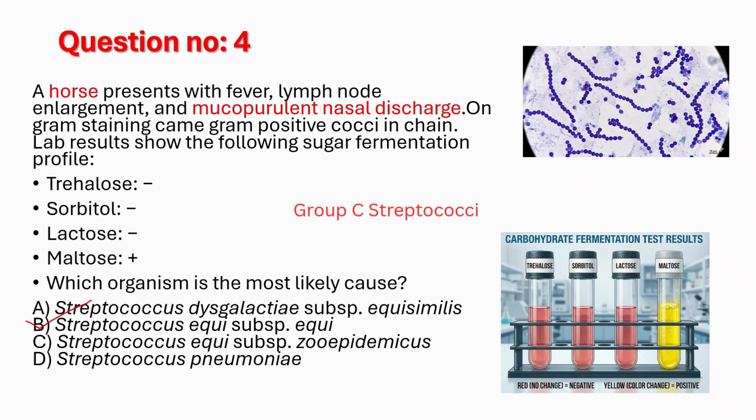Now let's discuss why the other possible group C streptococci are less likely. First, take Streptococcus dysgalactiae subspecies equisimilis. This organism ferments trehalose along with maltose and lactose. It is variable. In our case, the trehalose is negative. If it were Streptococcus dysgalactiae subspecies equisimilis, then trehalose should also be positive and lactose would be variable. So it does not match.